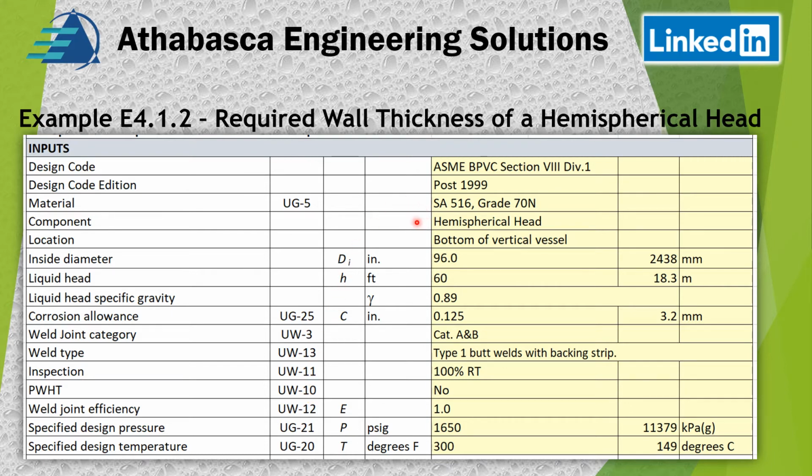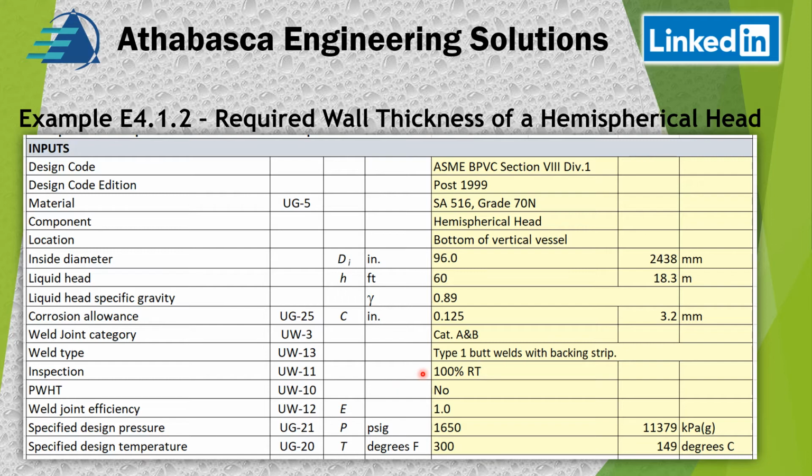In addition to the sample problem, we've got a hemispherical head. There are about 3 or 4 types of heads, but the hemispherical head is one of the more common ones. At the bottom of the vessel, we have an inside diameter of 96 inches. We've got a liquid head of 60 inches, a specific gravity of 0.85, and a corrosion allowance. We've got Category A and B weld joint categories, which reference UW-3. The weld joint type is UW-12, which is very common in my part of the world, a Type 1 weld. I usually see it without a backing strip, but there are backing strips as well.